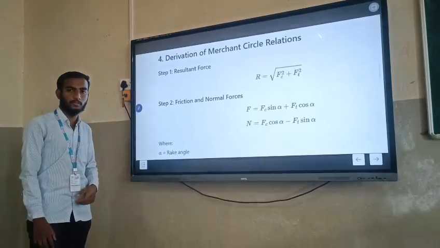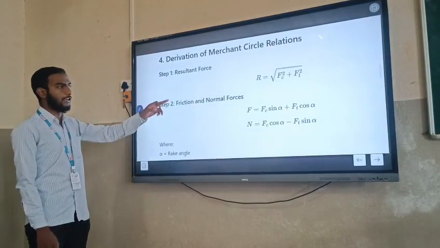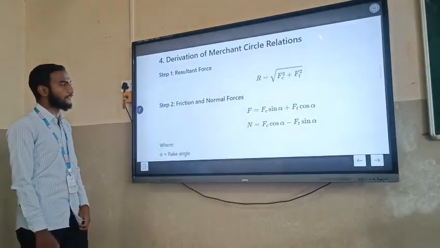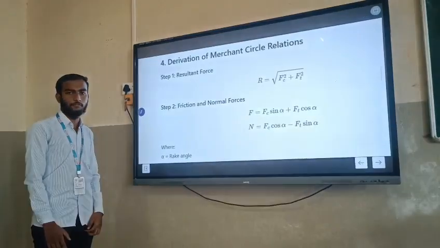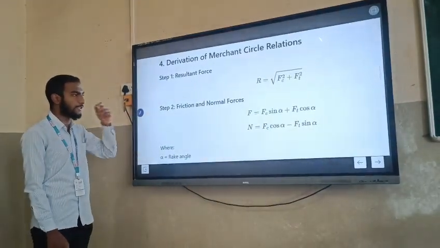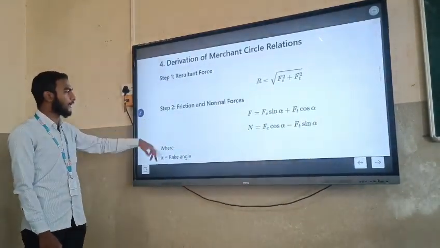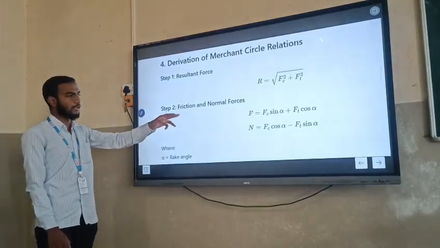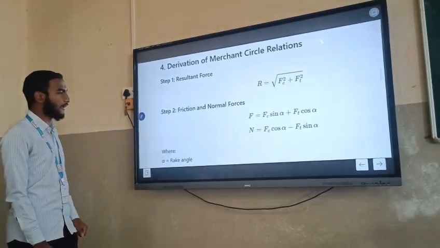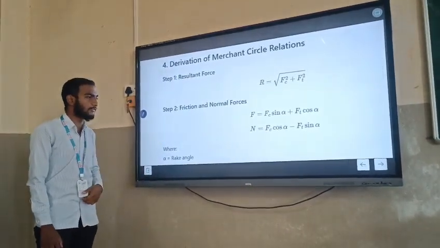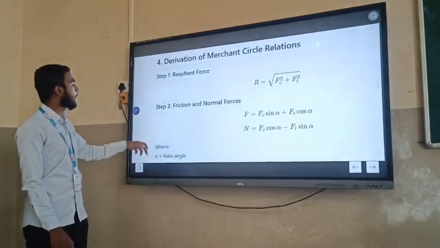So here is the derivation of the Merchant Circle Diagram. First is the resultant force. R is equal to under root of Fc square plus Ft square. Then we have to calculate the friction and normal forces. If we know the value of Fc and Ft, that is cutting force and thrust force, we can easily calculate the value of friction and normal forces by the formula. For the frictional force, the formula is Fc sin alpha plus Ft cos alpha, and for the normal force, the formula is Fc cos alpha minus Ft sin alpha. Here alpha is the rake angle.